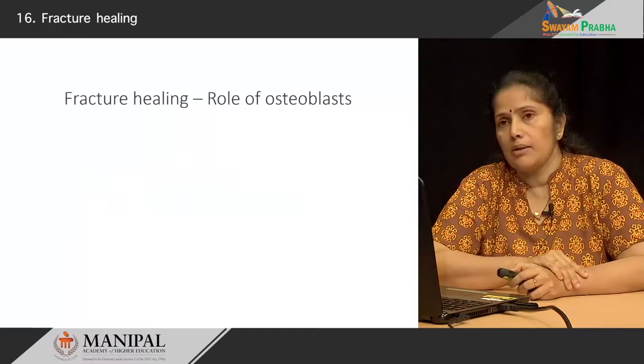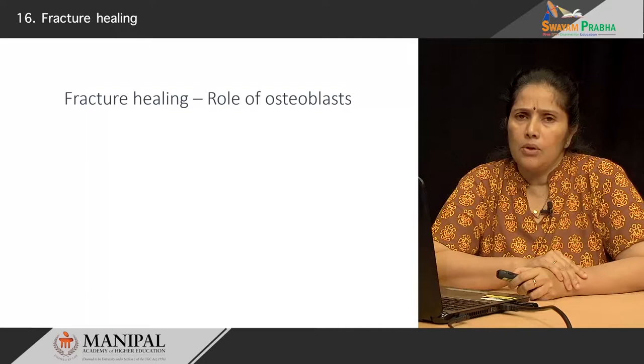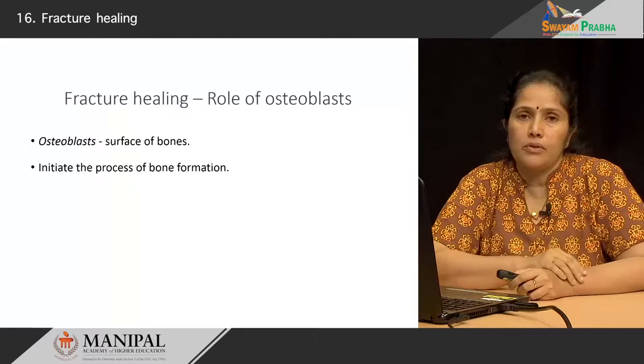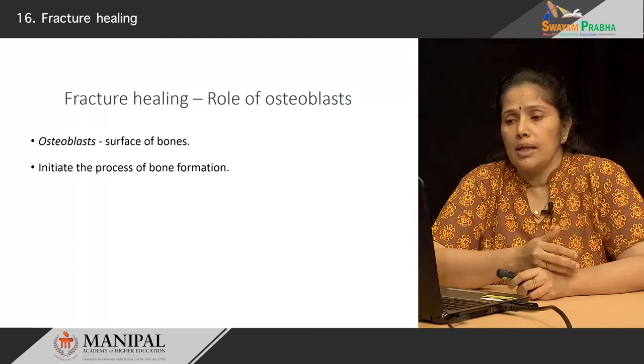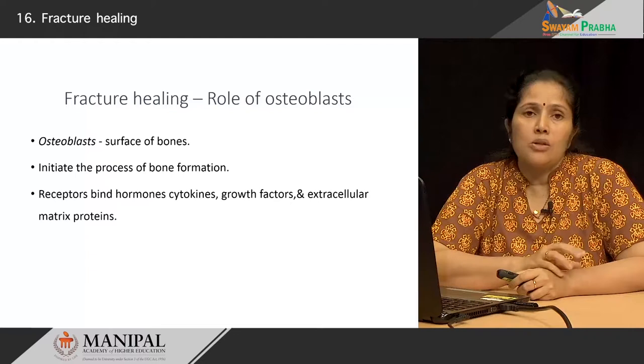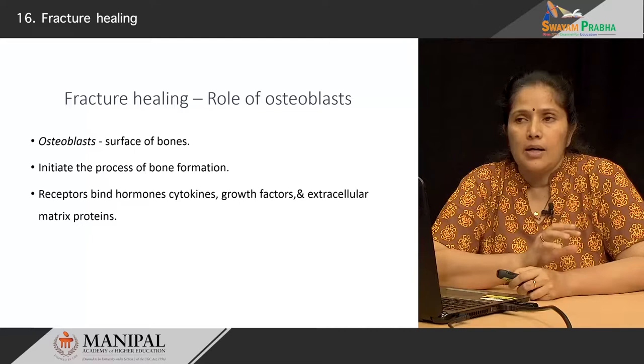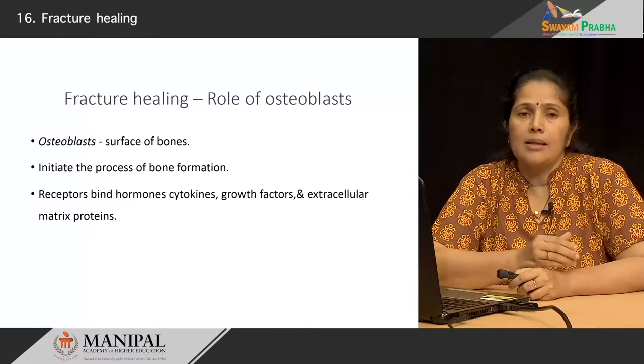Now, just look at the role of these osteoblasts in fracture healing. The osteoblasts are located on the surface of the bone. From the surface of the bone, the osteoblasts do their function and initiate the process of bone formation. These osteoblasts have a lot of receptors on their surface and they help in release of a lot of growth factors, as well as interact with the extracellular matrix proteins. As they interact, they help to lay down the woven bone, which will slowly get remodeled into lamellar bone.